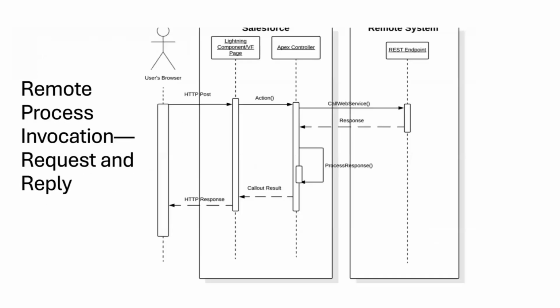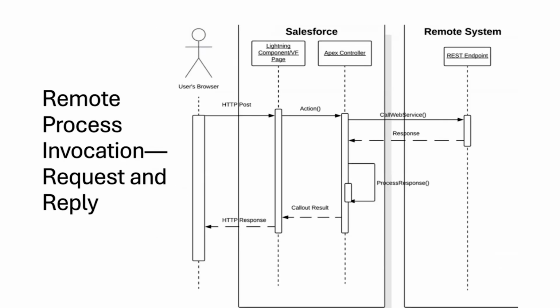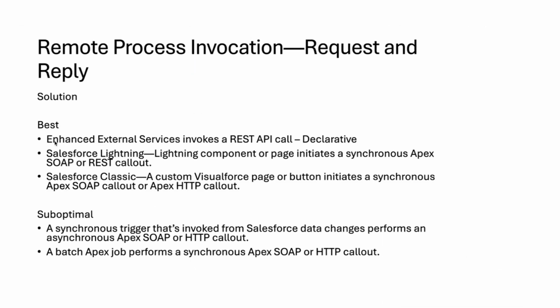So we will see the other solutions also that we might have used when we have a similar requirement. The first solution would be using enhanced external services to invoke the REST API, called the declarative approach. You guys explore on this. There is a Salesforce feature called enhanced external services. If we can use that service to make the callout, it's a declarative approach. We can go with that.